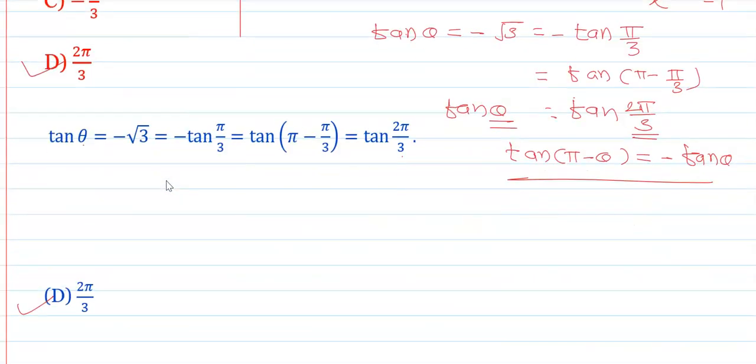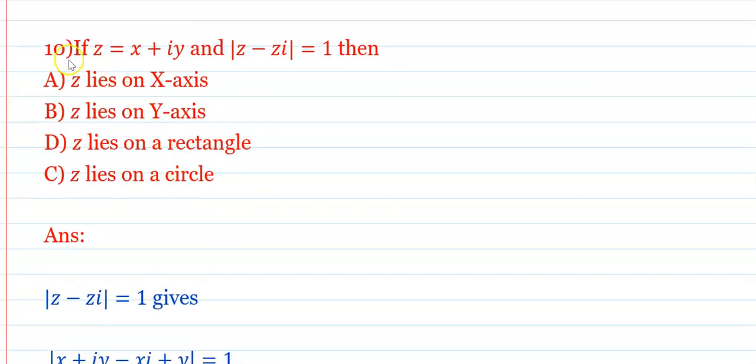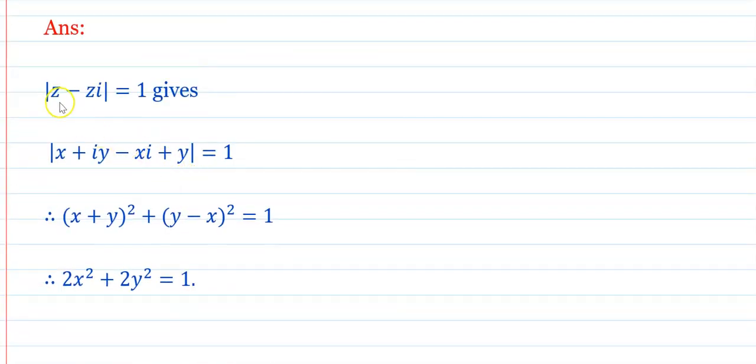Next, if z is equals to x plus iy, and mod of z minus zi is equals to 1, then z lies on x-axis, z lies on y-axis, z lies on a rectangle, z lies on a circle. Now see this here. Mod of z minus zi is equals to 1. What about the z? Z म्हणजे काय? x plus iy. Now what about the zi?